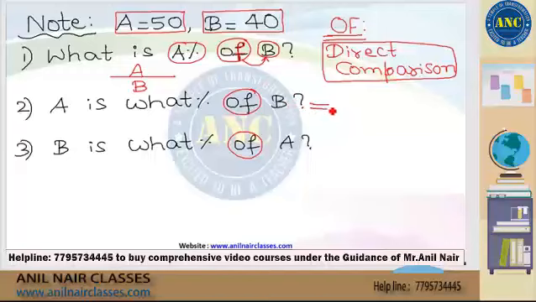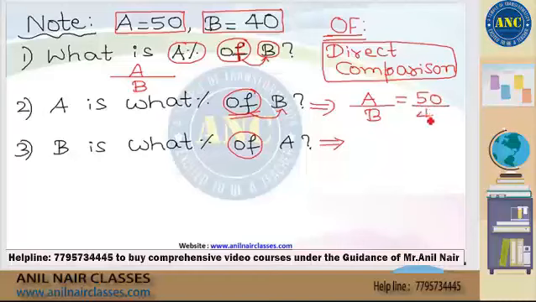Similarly, second question: what is coming after "of"? B is coming, and because "of" is given in the question, directly write the other variable in the numerator. Again, the second question is A by B. A by B is 50 by 40. 50 by 40 is 5 by 4, which is 125%, right? That is something I am not teaching you here.